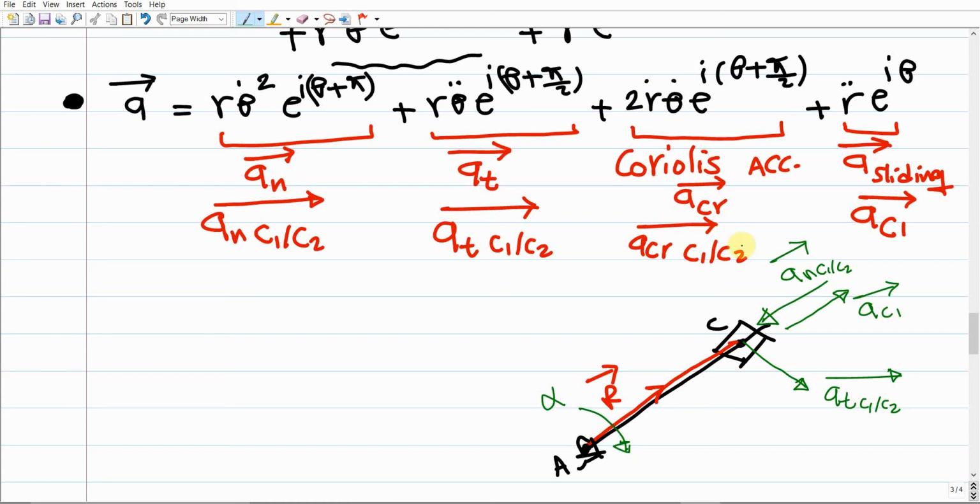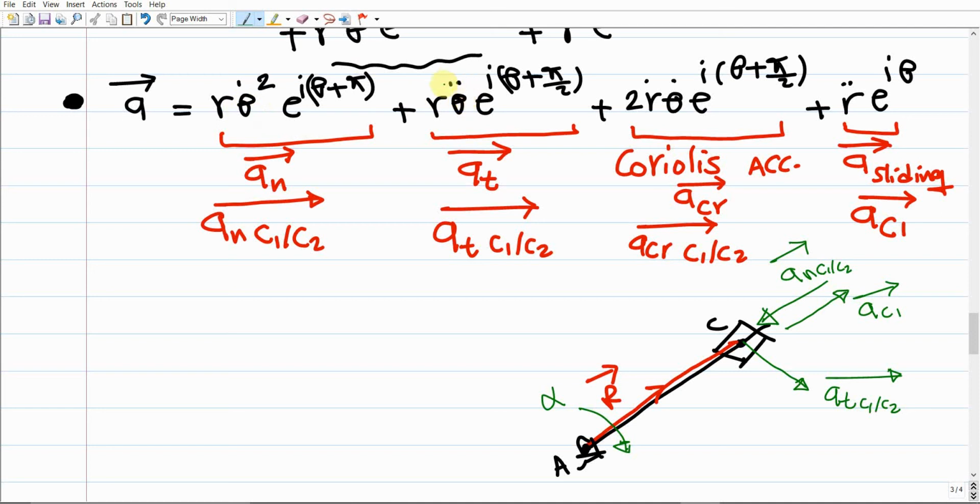So the direction of the Coriolis acceleration depends on what? It depends on the direction of the sliding velocity in addition to omega itself. For example, in this case, the normal acceleration should be in the opposite direction. It should be shifted by pi with respect to the position vector, and it depends on omega squared. This is not a vector quantity, this term is just a scalar quantity.